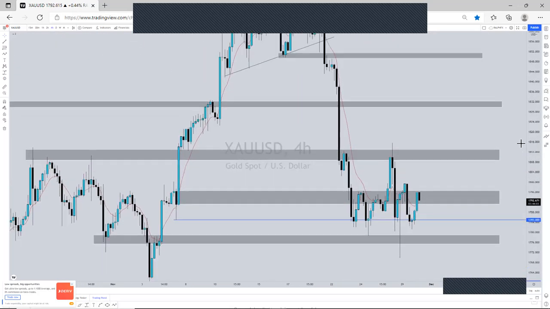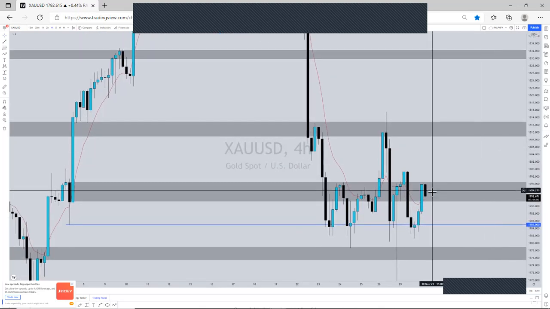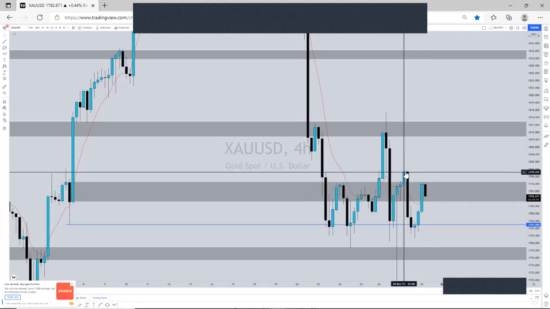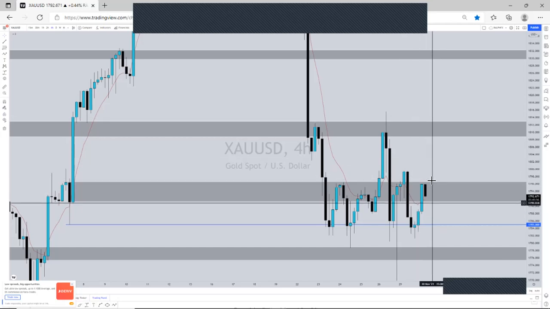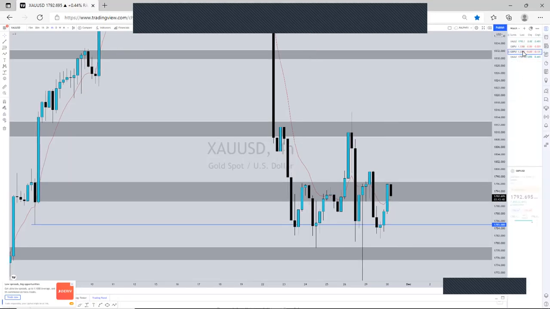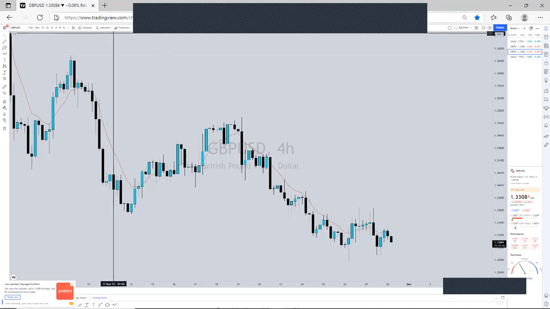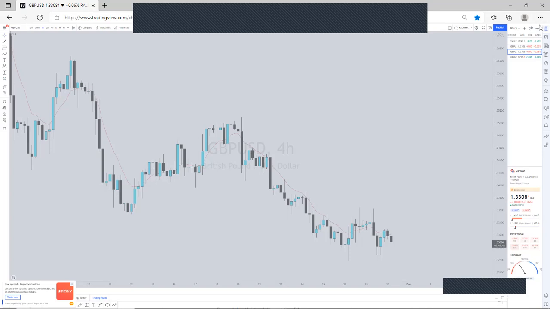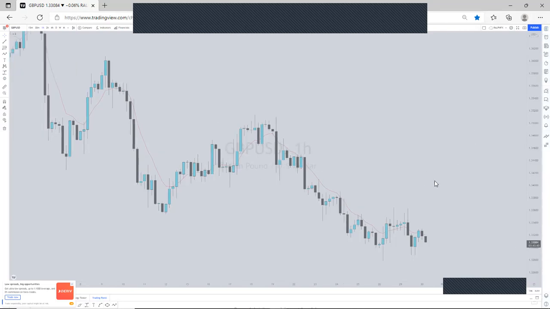So gold, that's my bias for gold. Looking for possible longs if we break above this high. If we break above this high, I'll start looking for longs. GBPUSD, same thing: if we break above that interim hourly high and the previous day's high, I'll start looking for longs as well.